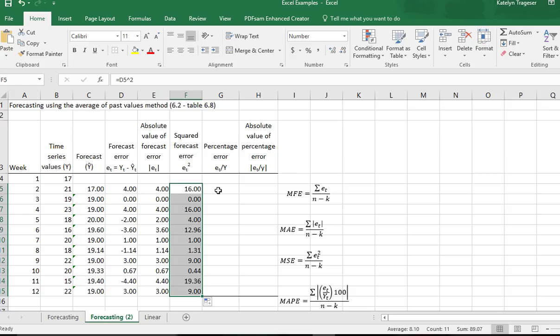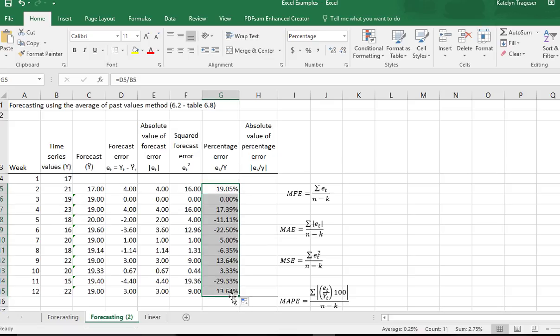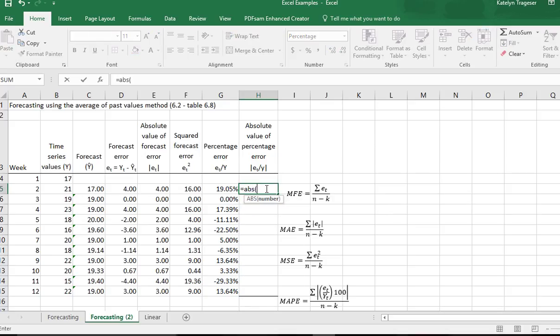Percentage error, again we want equals E sub t divided by our time series value, our y. It's in a percent with 2 significant digits, good, carry that down. And finally the last column, the absolute value of percentage error. So again, equals ABS, parenthesis, select our value, close parenthesis, copy it down.